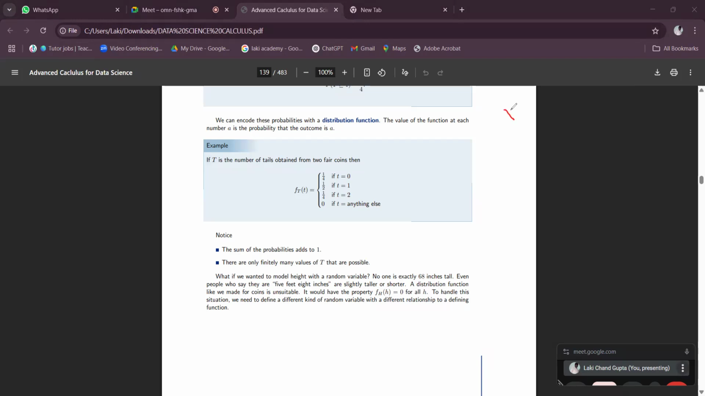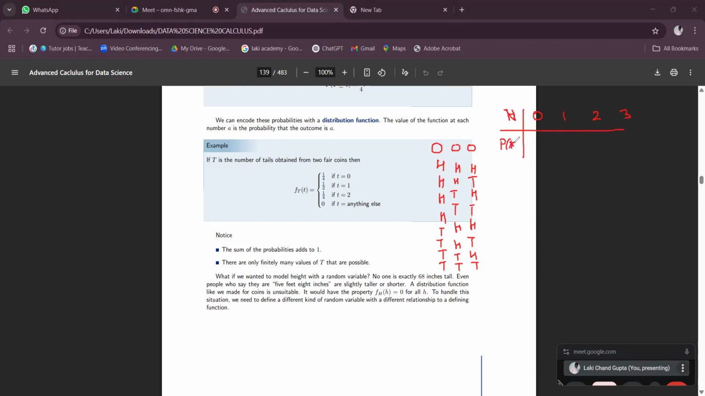Suppose this is head, and you are tossing 3 coins. So the number of heads, tail, tail, tail, head, tail, head, tail. So it may be zero number of heads, one number of head, two number of heads, and at most three number of heads, right?